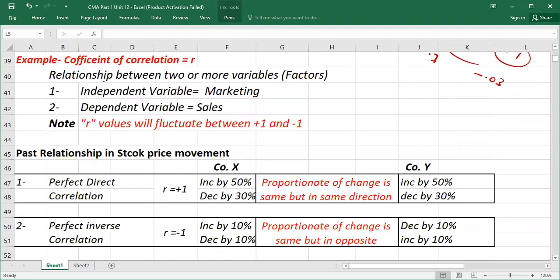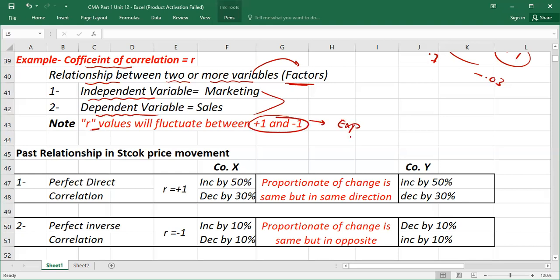Okay, as I told you, the coefficient of correlation is what? A relationship between two or more variables. Variable means factors. When you develop a relationship, one variable could be independent and the other a dependent variable. As I gave you the example, marketing versus sales, in which marketing was the independent variable, but sales is dependent. And I told you R values will fluctuate between +1 and -1. This is what I'm going to explain now.